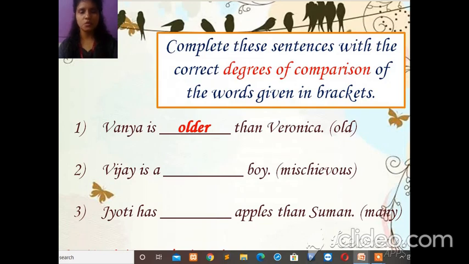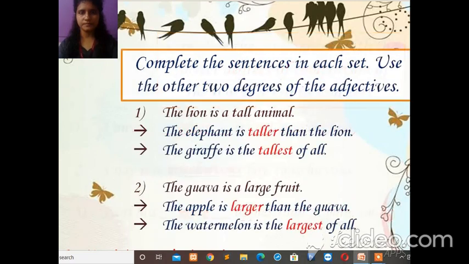Second one is, Vijay is a blank boy. Here you can see it is the form of positive degree. So we will put the positive form of mischievous. So the answer is as it is. Vijay is a mischievous boy. Third one is, Jyoti has blank apples than Suman. Answer is more. Jyoti has more apples than Suman.